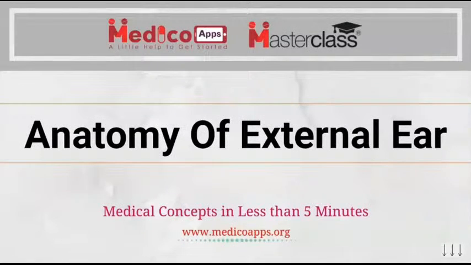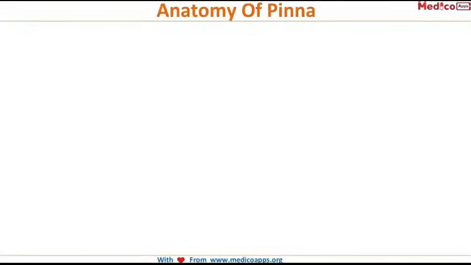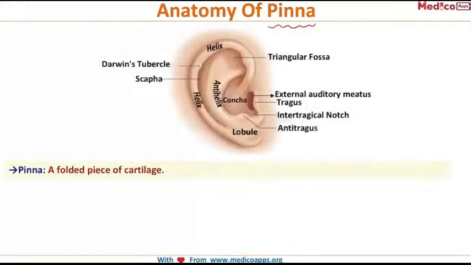In this masterclass, we'll be learning about the anatomy of the external ear. Whenever we talk about the anatomy of the external ear, the first thing we remember is the pinna, and we all know this is how it appears. The pinna is a folded piece of cartilage. You can see here all of this is the pinna, and it is a folded piece of cartilage.